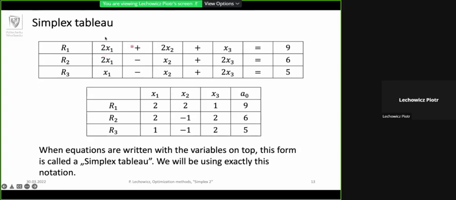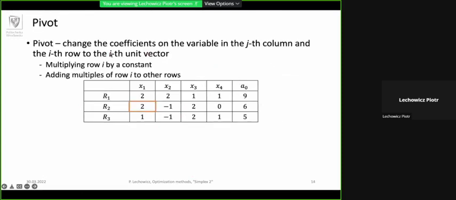So we often will be writing such table in a form of simplex tableau. So this simplex table is written in such a way that here we have the variables, x1, which is this column, x2, which is this column, and x3, which is this column. Here we have the equality constraints, and here we have the coefficients corresponding to each variable and right-hand side of the equations. And the operation which we did is called a pivot.